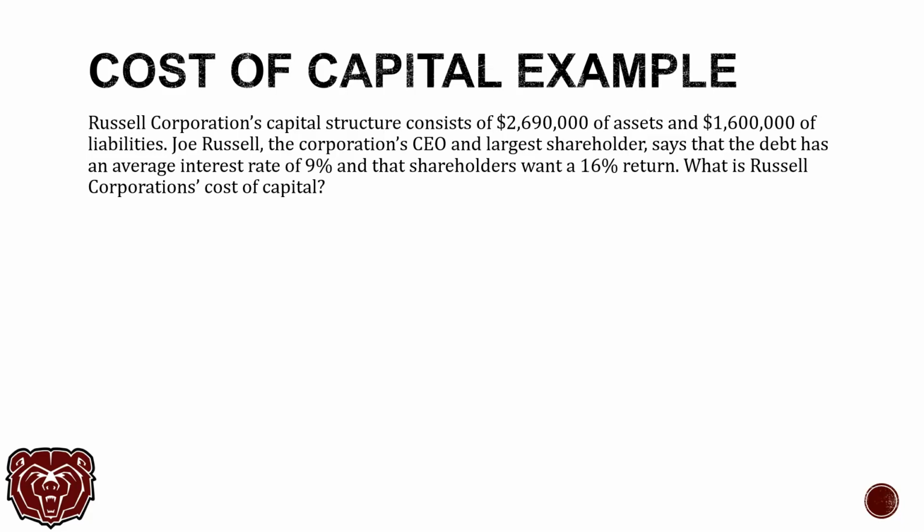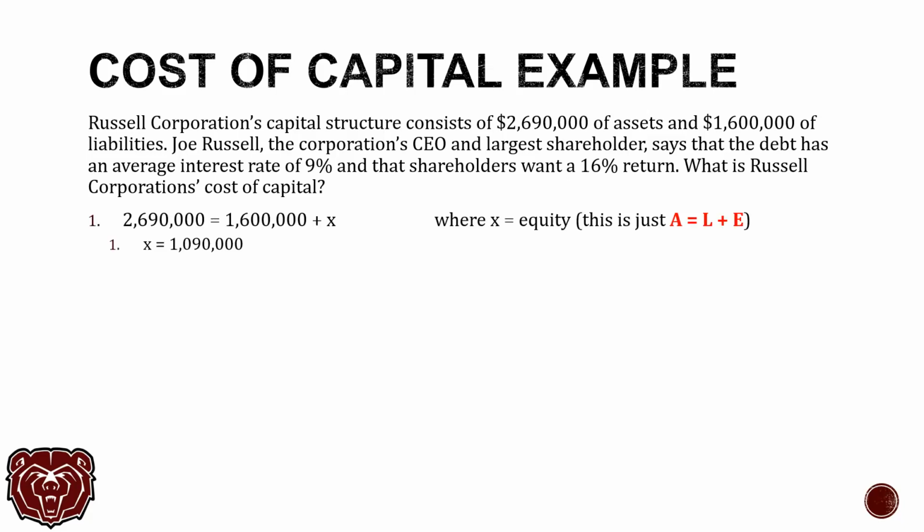So the first thing we've got to do is figure out how much equity there is. We know assets, we know liabilities, so we can simply use our assets equal liabilities plus equity formula, and we go, 2.69 million equals 1.6 million plus X, where X is equity, and X equals $1.09 million. So now we know our equity is $1,090,000.